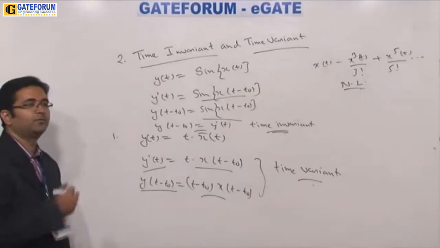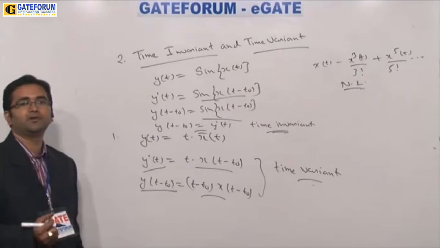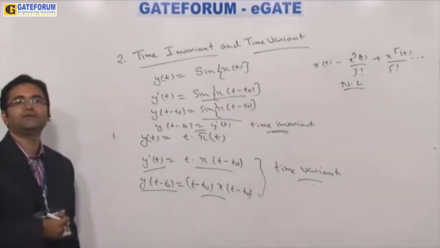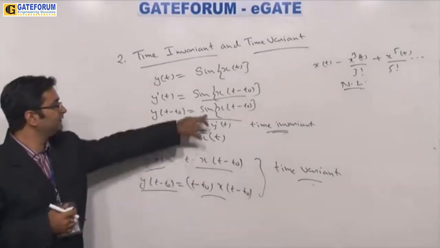Shift the input, see what the output is. Shift the output, see what is going to happen, and see whether both of these are the same or not. If they both are the same, the system is time invariant. If they both are different, the system is time variant. They were different in the earlier example, and they are the same here.